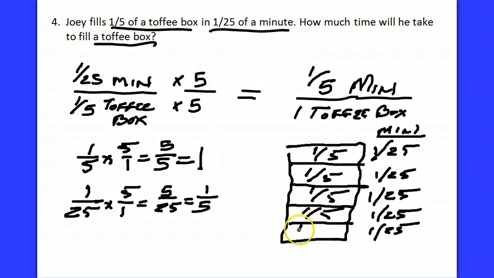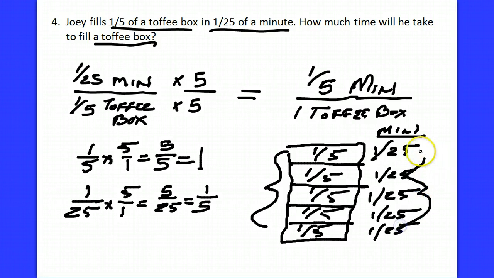each fifth taking 1/25 of a minute. So in order to fill the entire box, we are going to take 5 25ths of a minute, which simplified again is 1/5. So if drawing a picture helps you make sense of it, go for it. That's an excellent way to go.